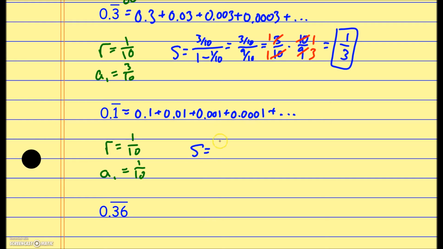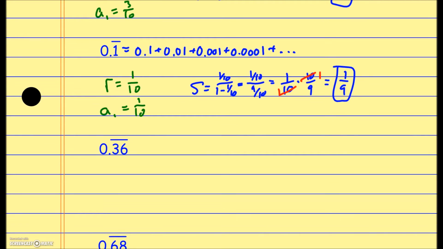So S equals 1/10 over 1 minus 1/10. That's 1/10 over 9/10. Dividing by a fraction is the same as multiplying by the reciprocal, and I do some reducing. The 10's cancel to a 1 and a 1, which gives me 1/9. We can easily check that on the calculator. Do 1 divided by 9, and you'll find out that it gives you 0.1 repeating forever.